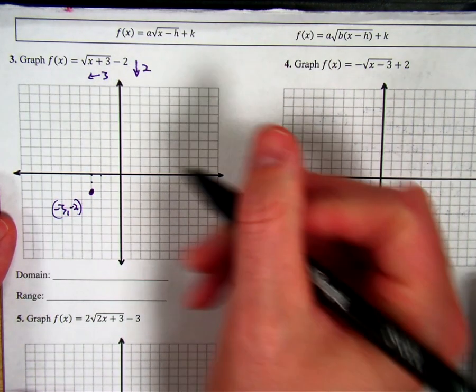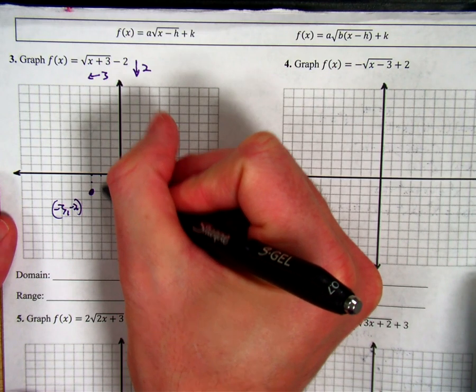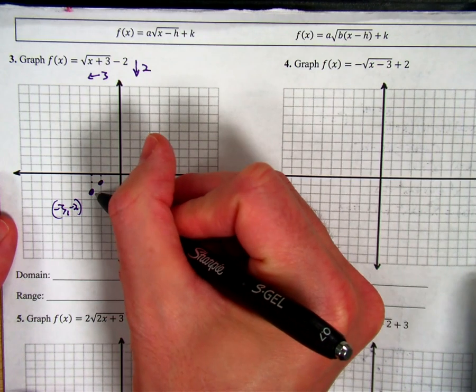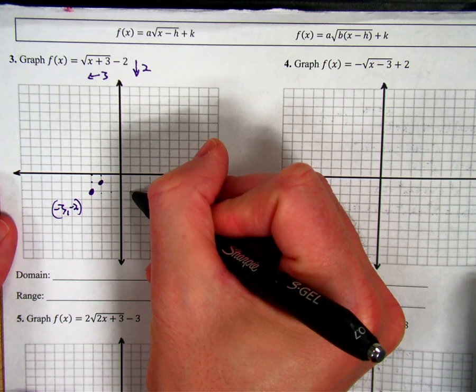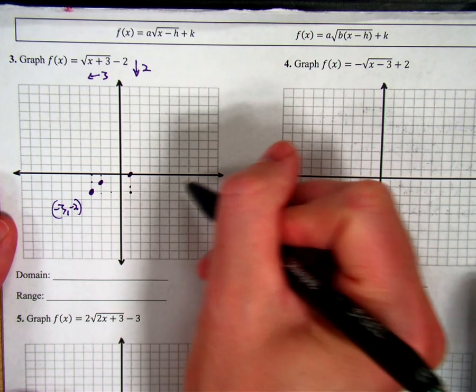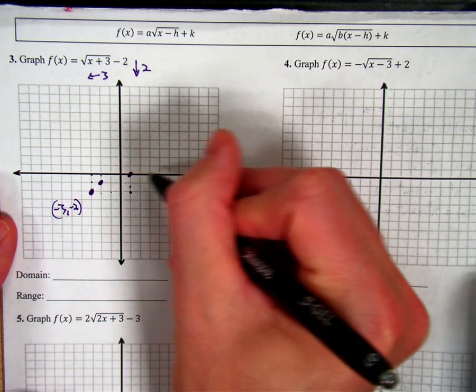Our first perfect square is 1. So if I go over 1, the square root of 1 is 1. Go up 1. Our next perfect square is 4. 1, 2, 3, 4. And the square root of 4 is 2. So up 1, 2. And that's the minimum you would need to graph this. Starting point plus 2 more.